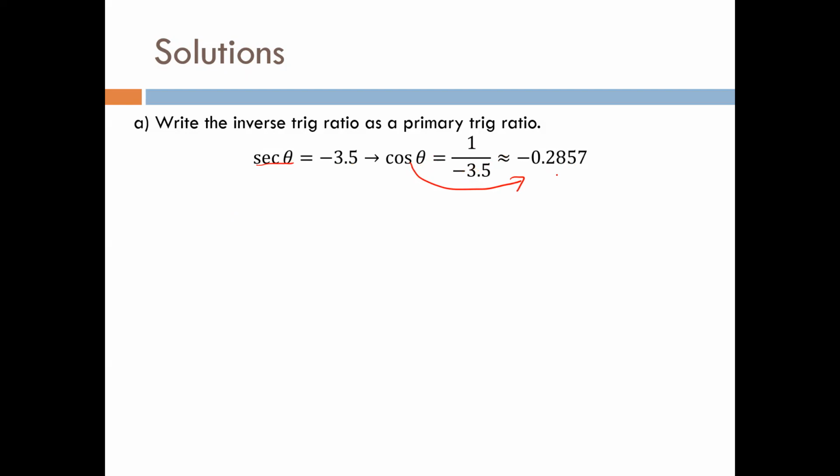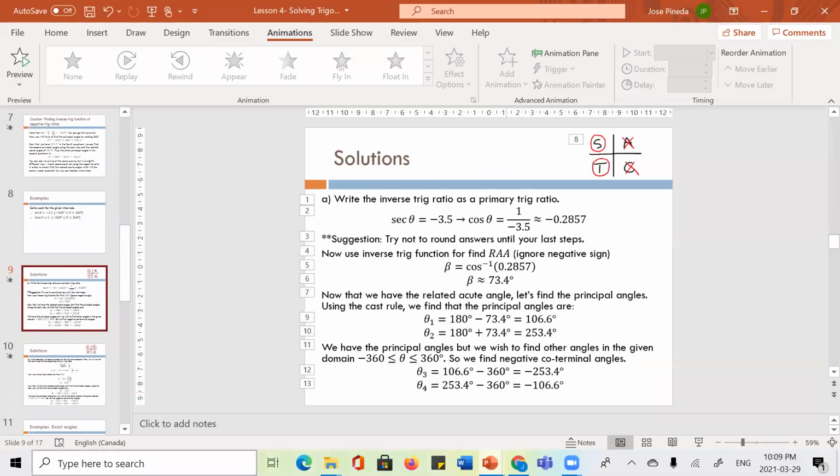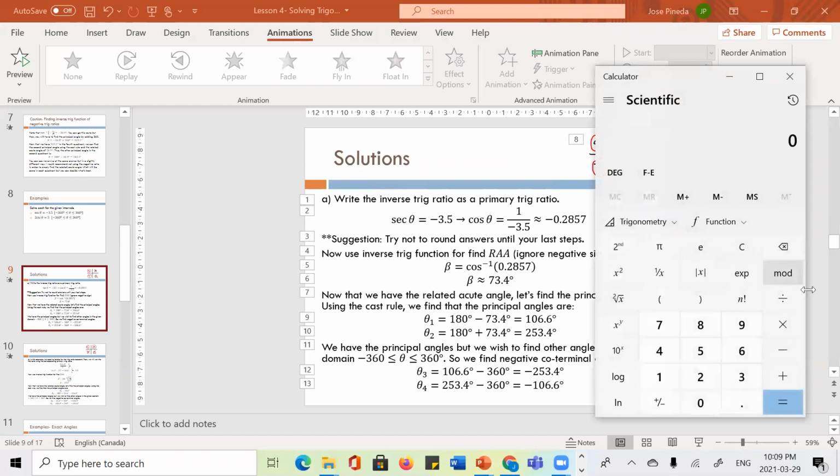So my suggestion here is actually don't round it yourself. When you're putting this in your calculator, just figure out what 1 divided by 3.5 is directly. This ends up giving me negative 0.2857, and so on. But I'm not going to round my answer. When I write it down, I can round it, but when I'm actually doing the work, I'm not going to round it. So I'm going to show you on a calculator how to do this.